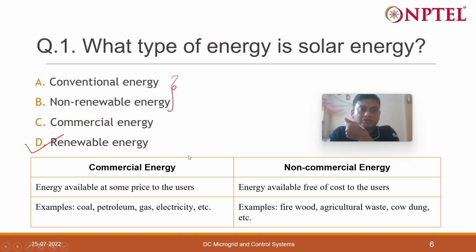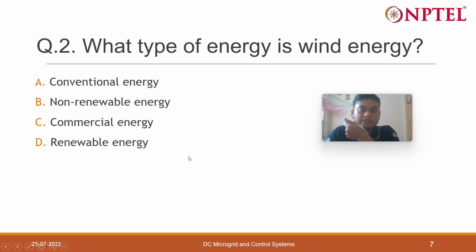So we will see the next question. Second question is, what type of energy is wind energy? Options are the same. A option is conventional energy, B option is non-renewable energy, C option is commercial energy, D option is renewable energy. You can type your answer in the chat box.